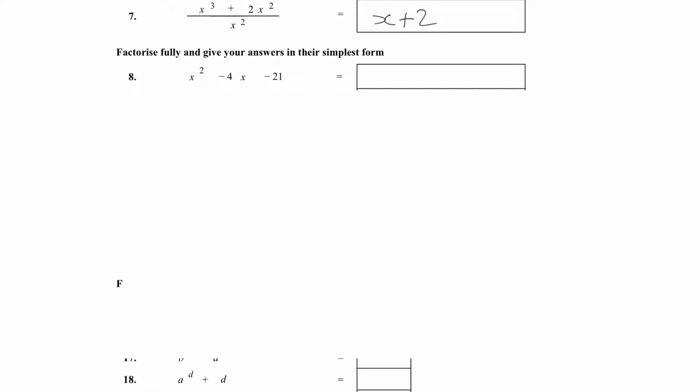Question 8, and clearly we need to keep on practicing our factorization. There are 3 different options for factorization. Highest common factor, always the first thing you check. Then, is it a difference of 2 squares, or is it a trinomial? Trinomial has 3 terms, like a tricycle has 3 wheels.